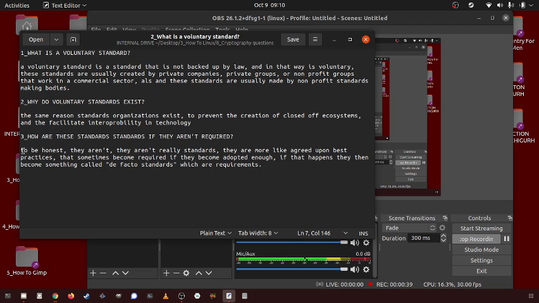How are these standards if they aren't actually required? To be honest, they aren't. They aren't really standards in that sense. They are more like agreed upon best practices that sometimes become required if they become adopted enough. And if that happens, then they become something called de facto standards, which are requirements.